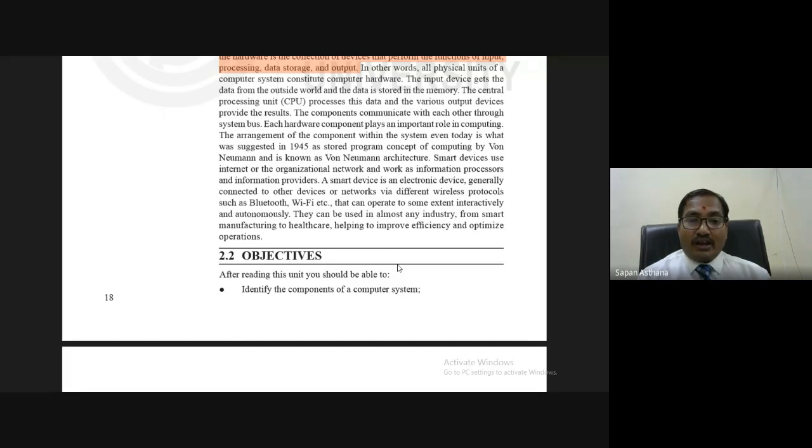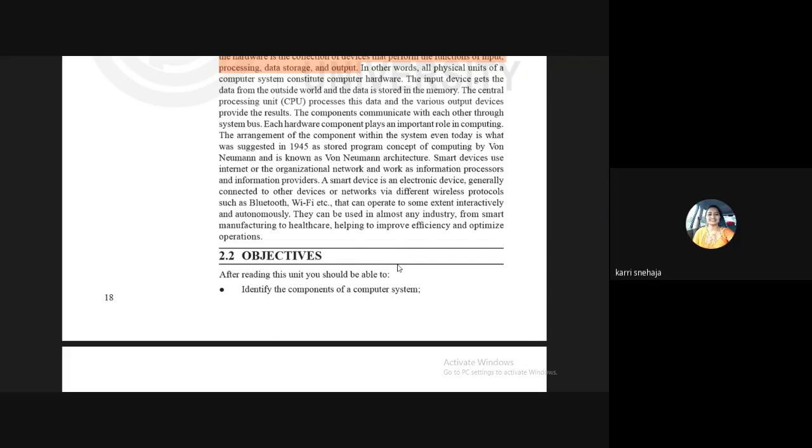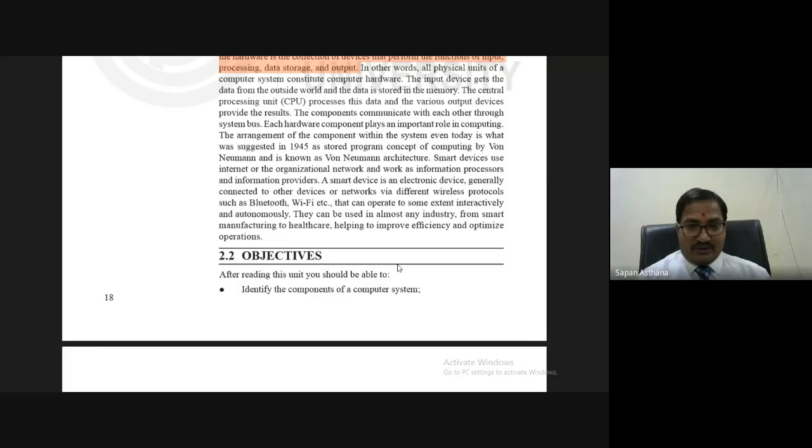If I ask you, what do you mean by jammers? Which will obstruct signals, sir. Thank you, learner. Jammers means an electronic device that disables the various signals.